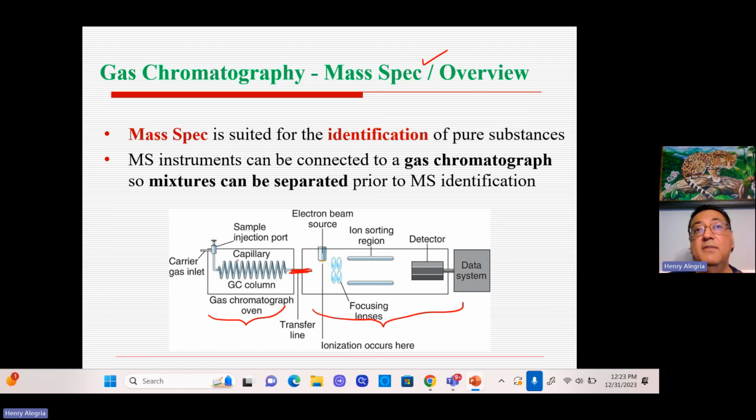Why this is very useful is gas chromatography. What it does is if I have a mixture of molecules, it separates them out. So let's say that I have 3 molecules, A, B, and C. When they get to the output here of the gas chromatograph, A, B, and C don't get there at the same time. They get there at different times because the gas chromatograph has already separated them out.